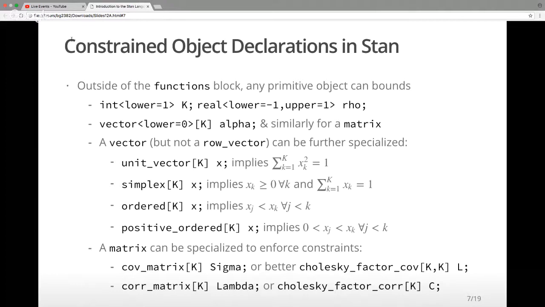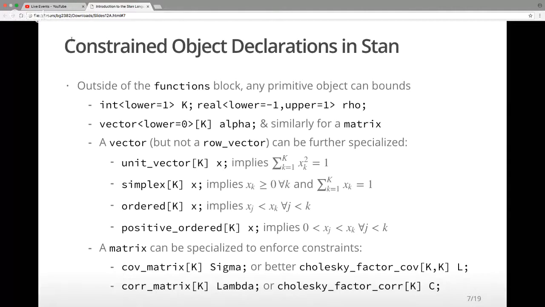You can do the same thing for a vector. So a lower bound of 0 means all k elements in the vector alpha are expected to have a lower bound of 0. Same thing for a matrix. There are some specializations to vectors. These don't correspond to row vectors. That's one of the reasons why a vector and a row vector are different things in Stan.